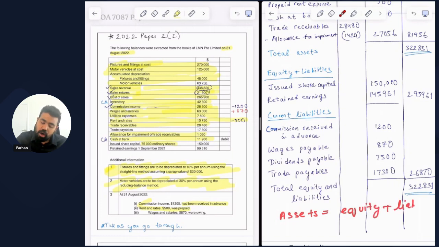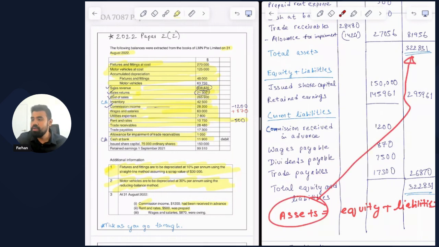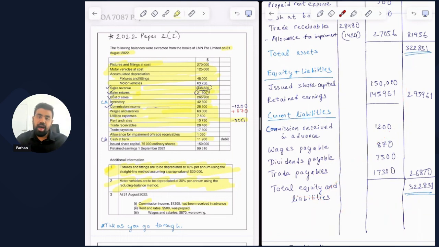Okay, so we have got the total of assets at the moment, which is $322,831. Now we need to prepare the equity and the liability section separately, and we need to make sure that when those are added, that gives the same amount as the total assets, and that is $322,831. So let's start with the first equity that we have got, which is issued share capital, and that is $150,000 based on what we are given here straight away.